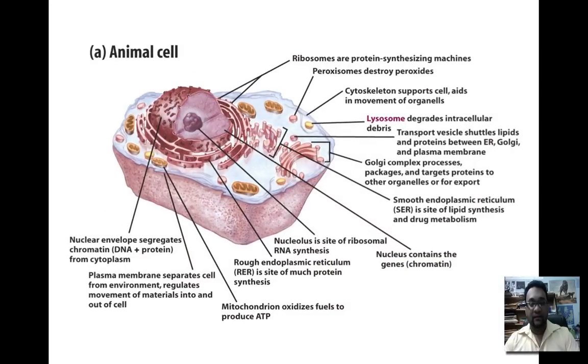So here we have some basic organelles that are present in animal cells, and their functions. And we have discussed most of these. The only one that we didn't talk about was peroxisomes. And peroxisomes basically have enzymes in them that will destroy any peroxide that is formed. All right. Other than that, I believe we covered everything here.